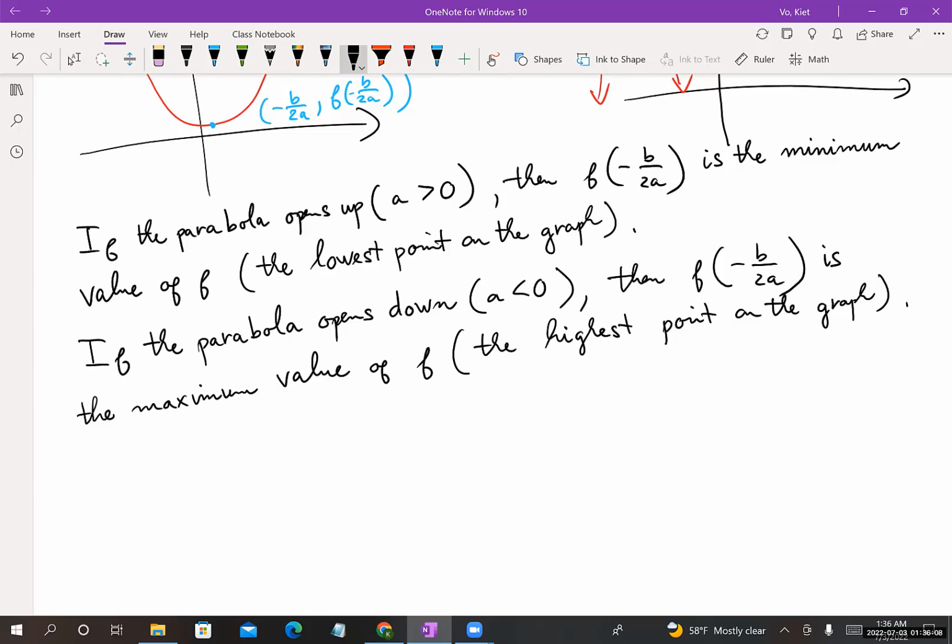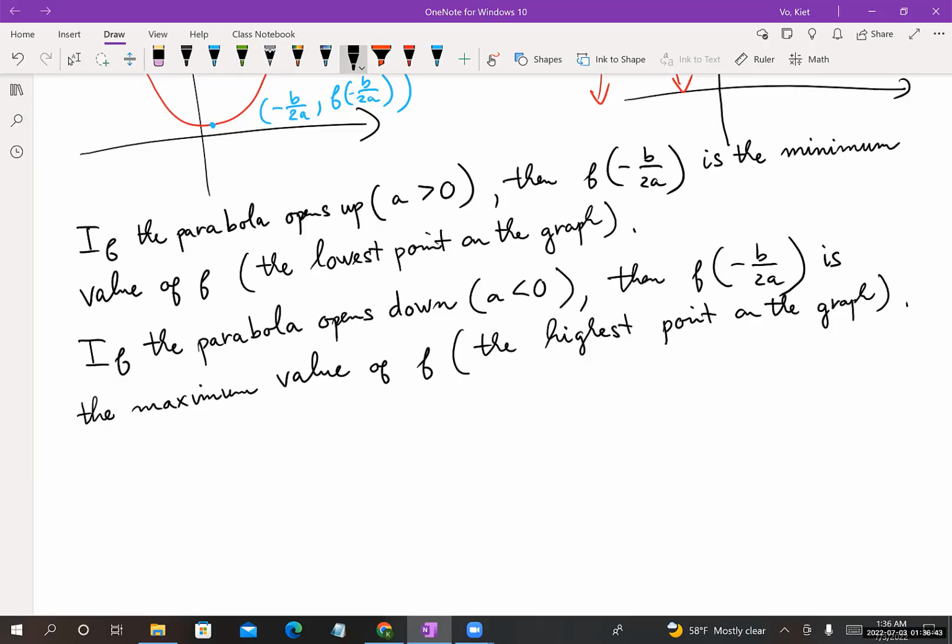Now, knowing this is useful when we work with optimization problems, which are problems where you try to figure out the maximum value or the minimum value of a function. If you encounter a quadratic function, then it's easy. You can identify the vertex, and the maximum value or the minimum value will be achieved at the vertex.